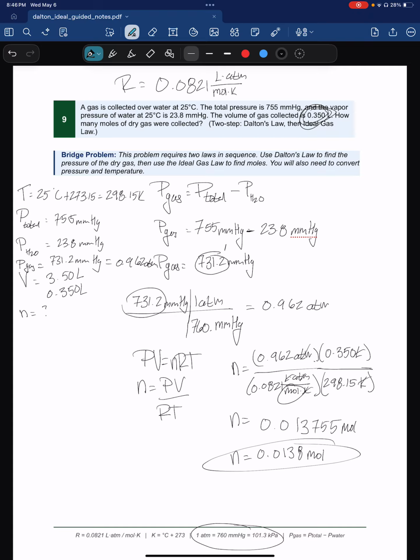Remember to write out your units. Remember to write out which formula you're using. Those things are really essential.